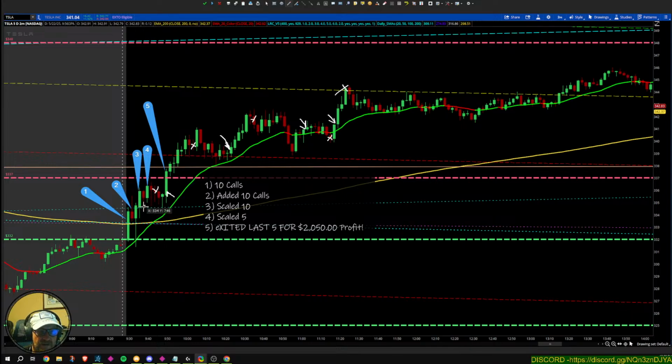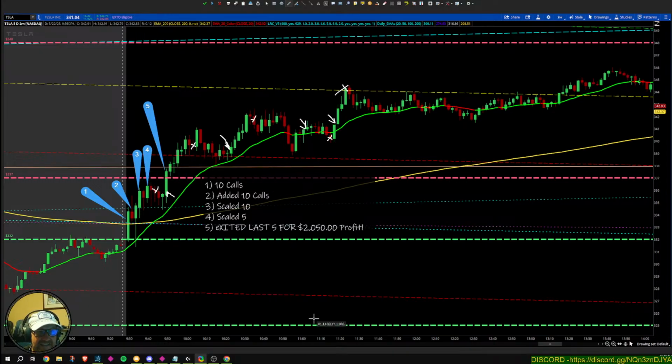It went down and tested my LRC. I actually scaled out again because I wasn't really sure if Tesla was going to get through this 337 level. And that's kind of close to what my target was in any event. So I wanted to at least scale some off at this level. Then I did exit my final 5 right here on this push up. I don't know if I got it at the top. It was really close. It was going up over this level and approaching the super long LRC, and that's where I exited my trade for 2,050.